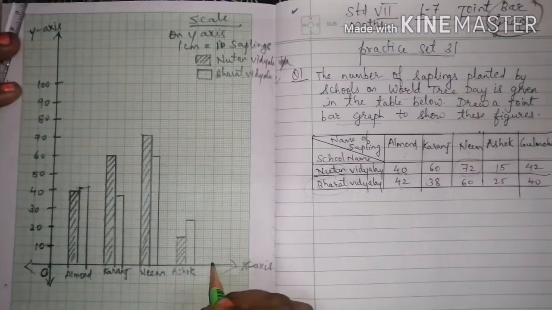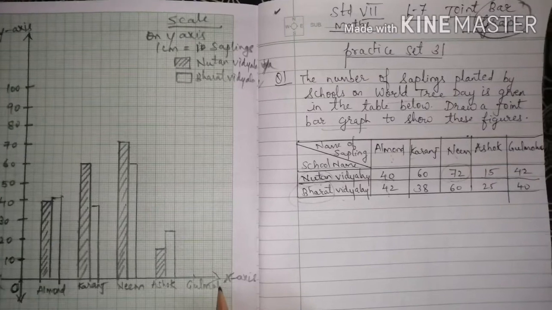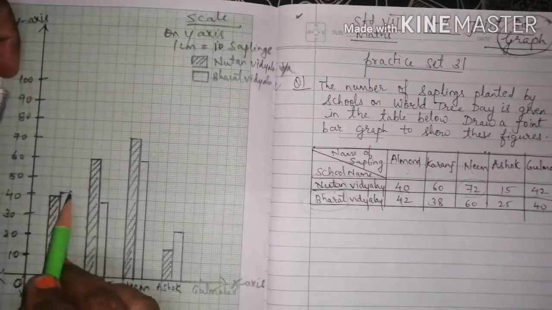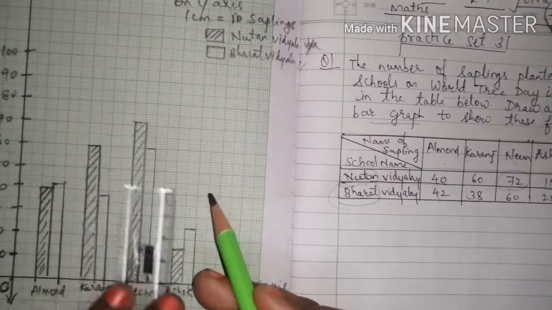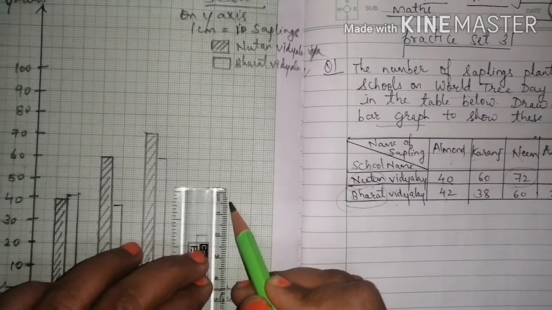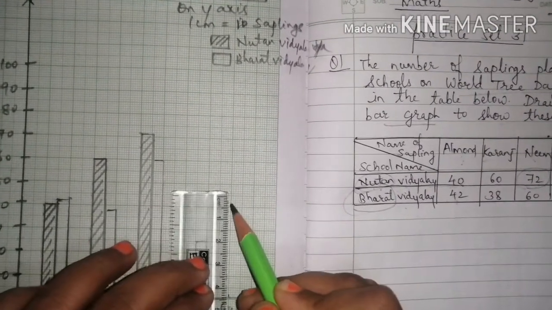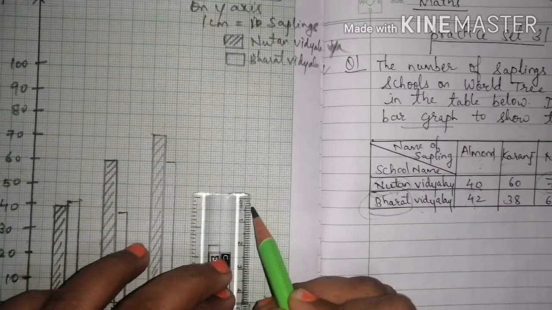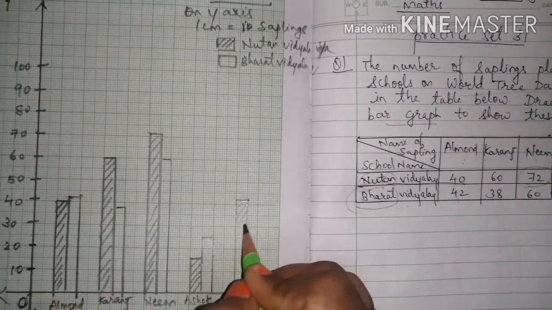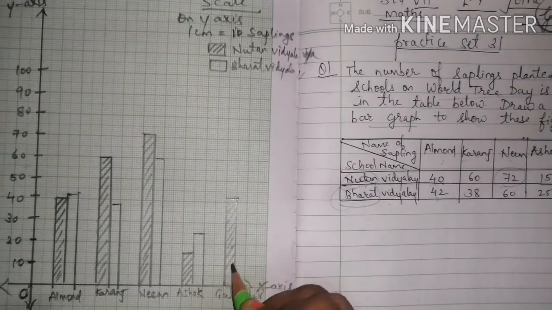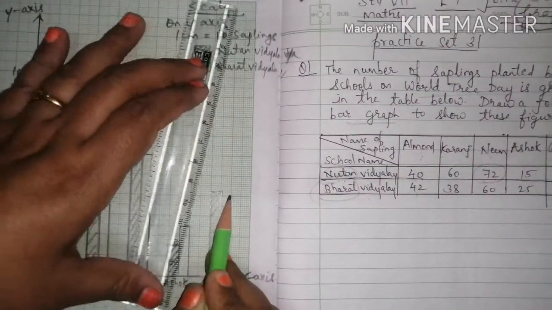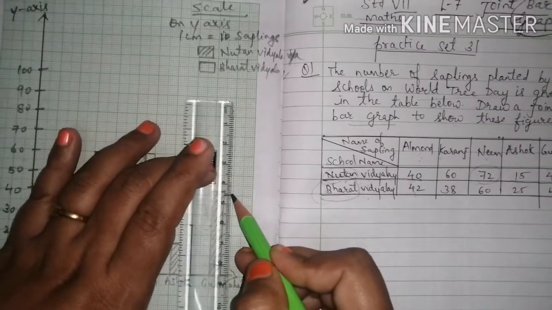The last one is Gulmohar. 42 for Nutan. So above 42 lines. This one is Nutan. And Bharat Vidyalaya, 40, you have directly. So this one is 40, see, 40.